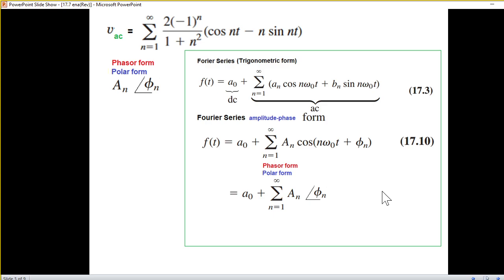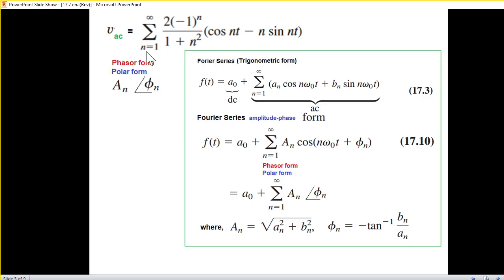Now, what is A_n? If you recall from 17.3 onward, if you read, A_n is the square root of the square of the magnitude of the cosine term plus the square of the magnitude of the sine term. And similarly the phase angle, tangent inverse of the magnitude of the sine term over the magnitude of the cosine term. So we need to find A_n and B_n from the circuit.